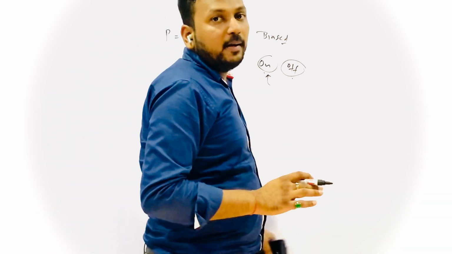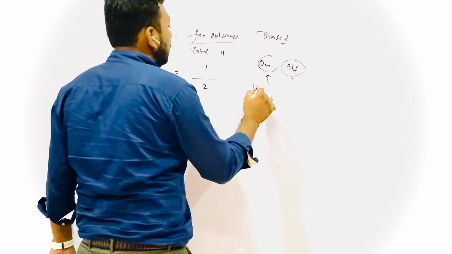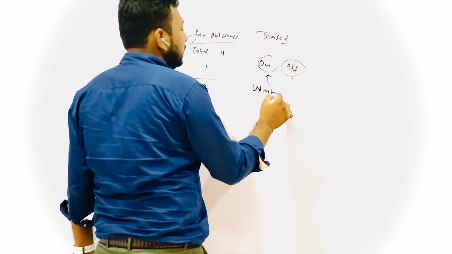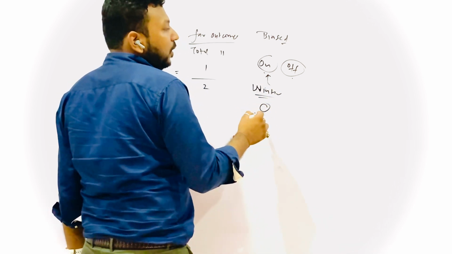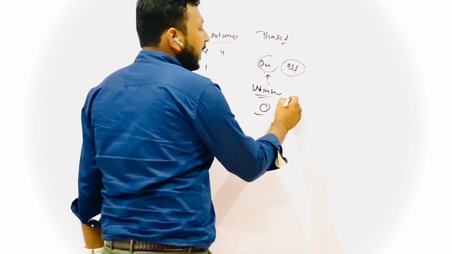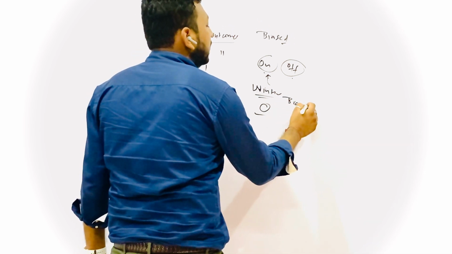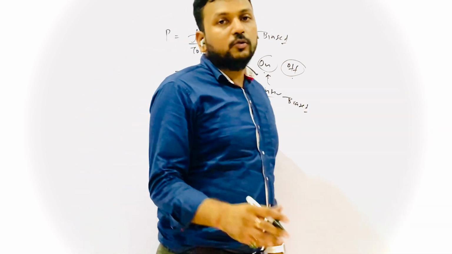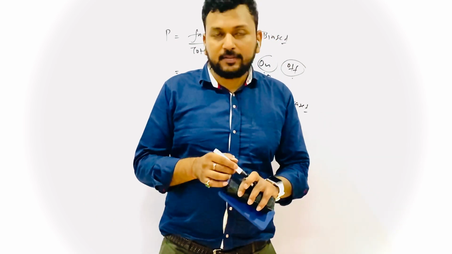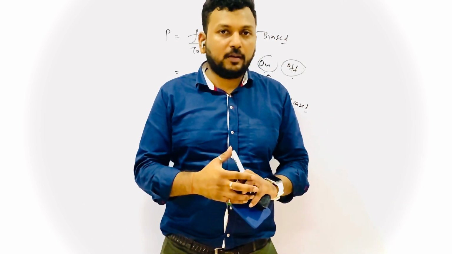But if I tell you that it is winters, then you will say that the probability is 0, because the fan is not used, so that is biasing. I have biased the case. So this is first of all the basic understanding in probability, right?